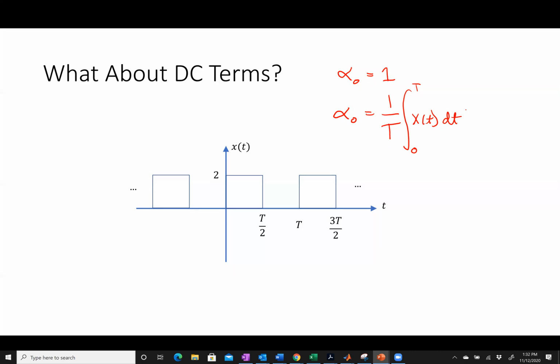So I integrate over a period. In this case, I don't even have to do an integral. I could if I wanted to, but I can look at this. First of all, what is the meaning of that integral? What does it mean to take an integral from 0 to T? What do I get when I take an integral?